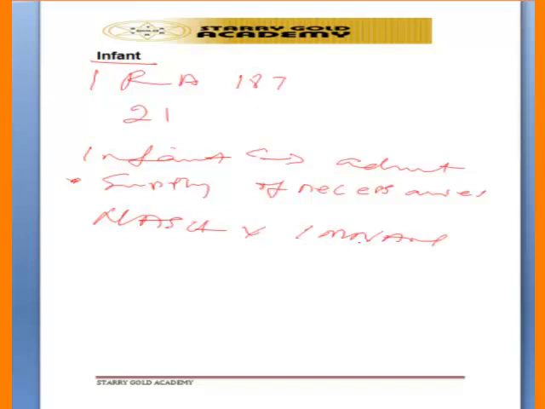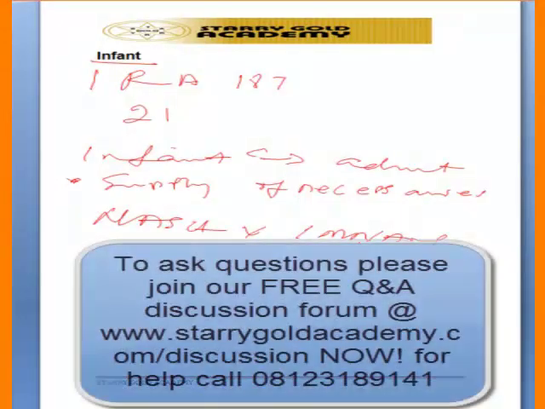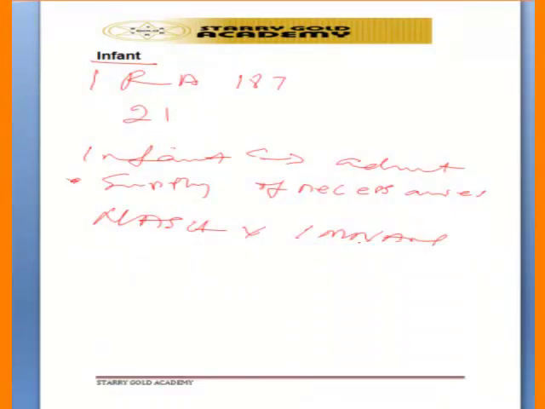So where it is a necessary, the infant must be supplied the necessary at the time the infant is in need of it. Where that happens, the infant will be liable under such a contract. That means that the court will order the infant to pay for such supply.